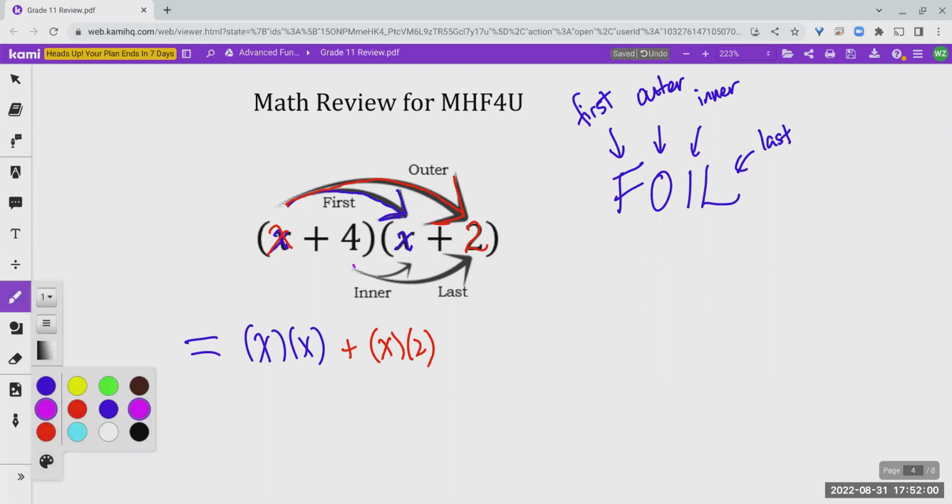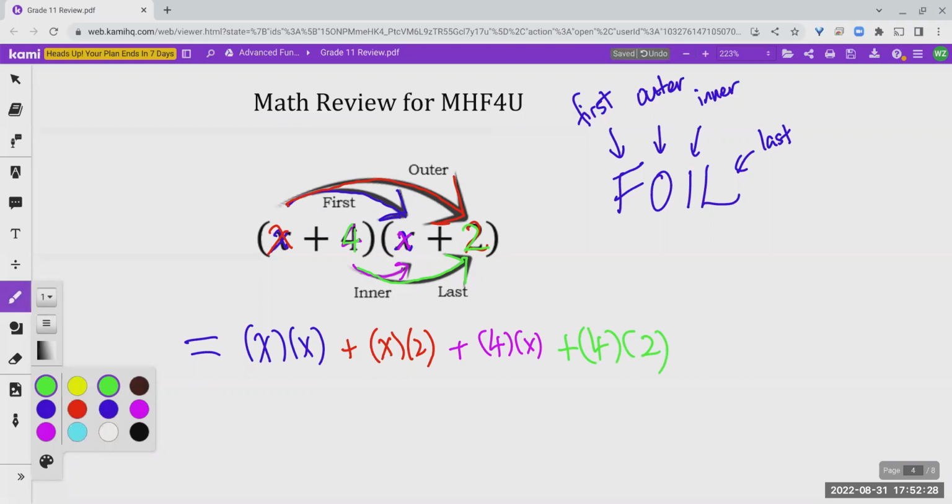And then inner, the 4 and the x are on the inside of the equation. So multiply the inners. So it's 4 times x. And then you have last. The 4 and the 2 are the last terms of the respective brackets that they're in. So you multiply the last terms together, 4 and 2. Okay, and then you just add them up.